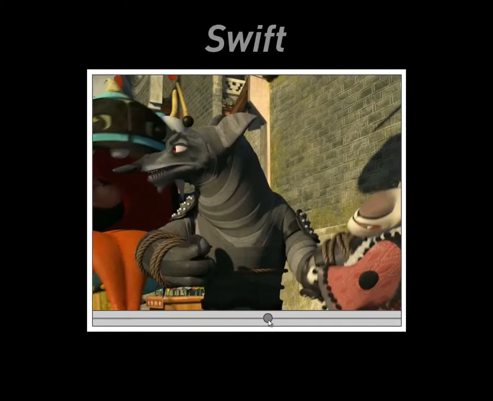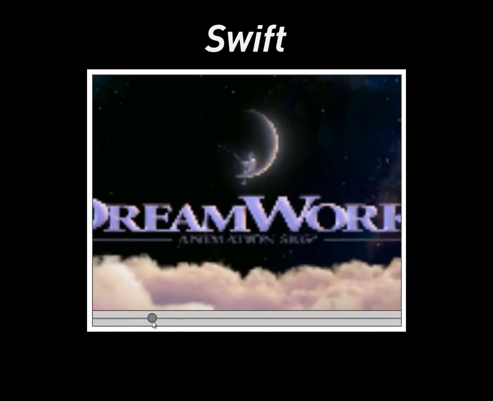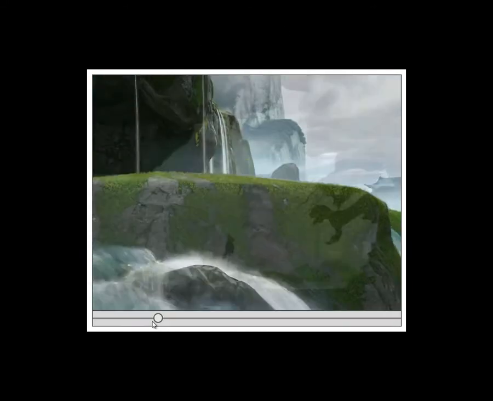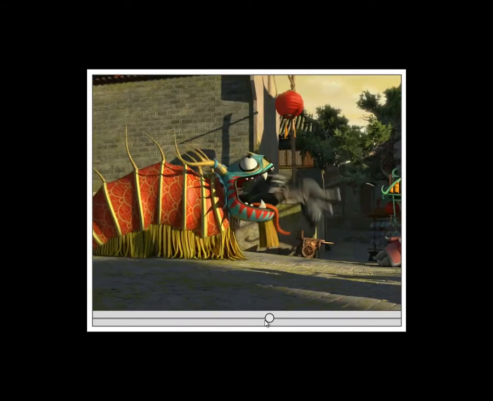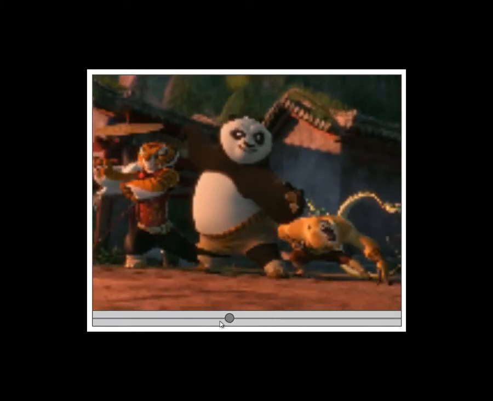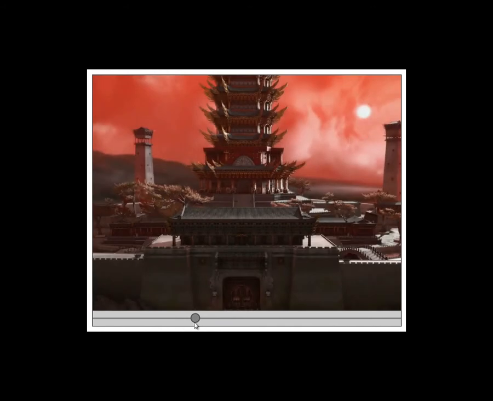To address the issue of latency, we present Swift, a technique that supports real-time scrubbing of online videos by overlaying a low-resolution copy of the video during scrubbing, and snapping back to the high-resolution video when scrubbing is complete.